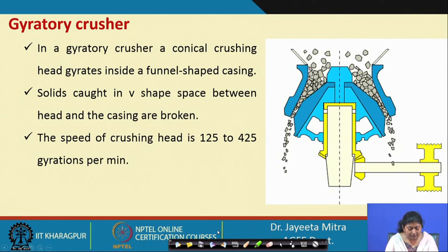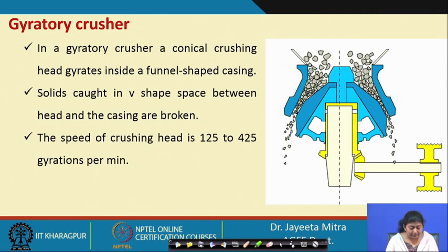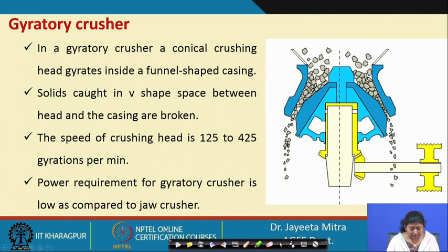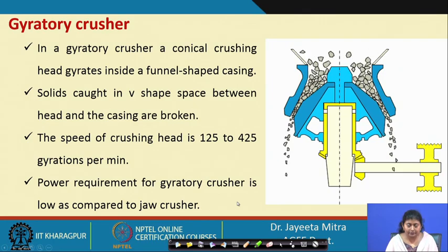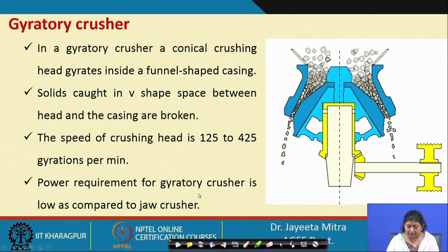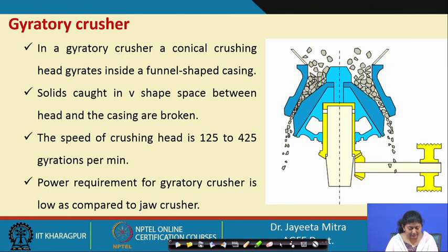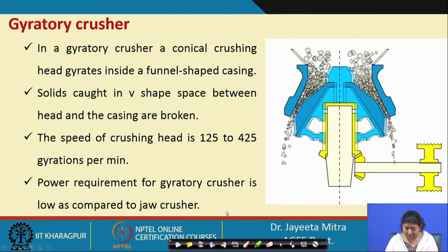The speed of the crushing head is 125 to 425 gyrations per minute, and power requirement for a gyratory crusher is low as compared to the jaw crusher. So, because of this gyratory movement, less force is required to break this, and power requirement is also less, which is high in case of the jaw crusher.